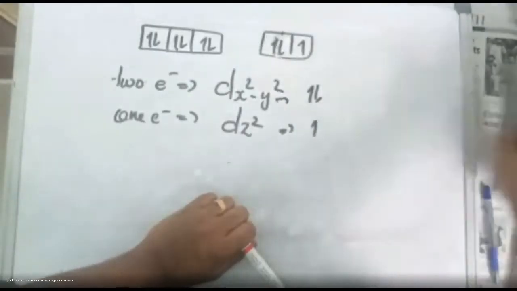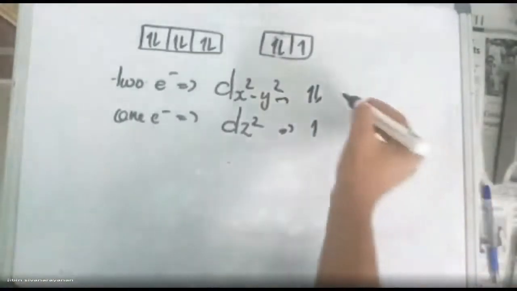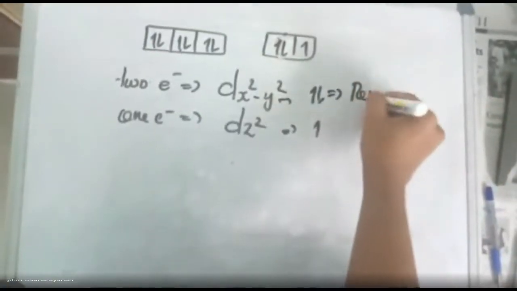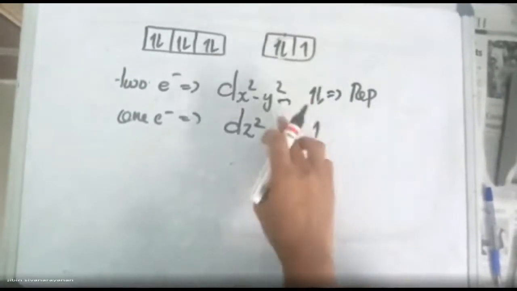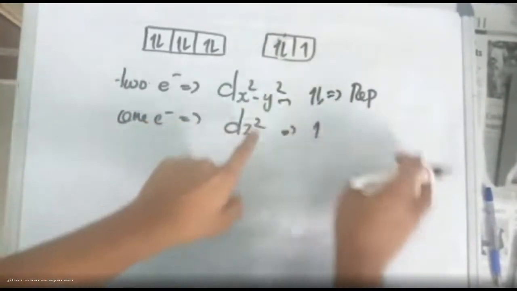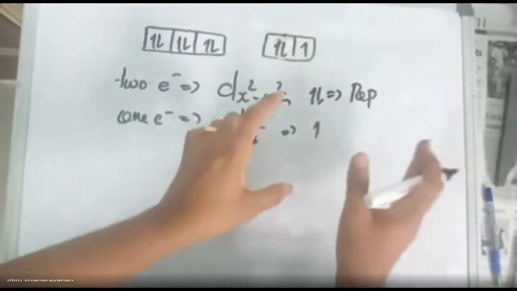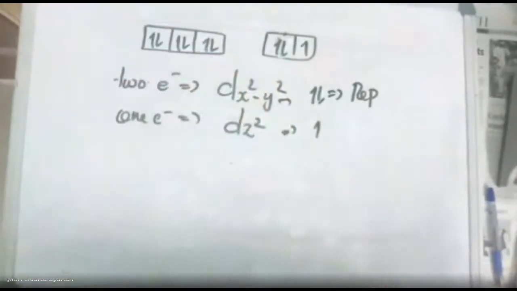The one with two electrons. Yeah, that is dx square minus y square. So this will experience more repulsion, right? So in order to minimize this repulsion, this x and y axis has to move far apart from each other.